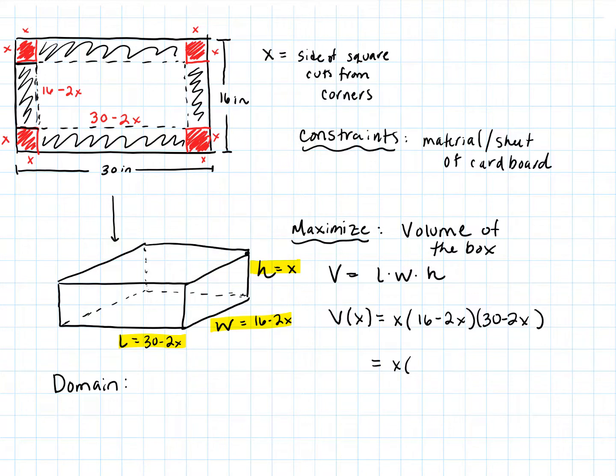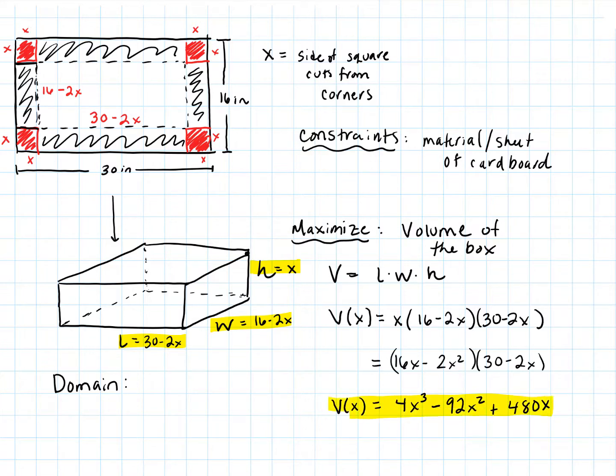So if I get this expanded, I end up with x times 16 minus 2x times 30 minus 2x, and when I get that all the way expanded out, what I end up with is 4x cubed minus 92x squared plus 480x. I did a little simplification off to the side, so I didn't show all the steps, but I added those up. This is our volume function.